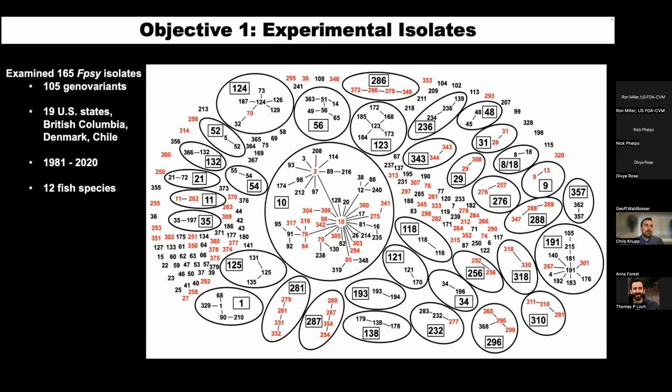For this experiment, I strategically selected 165 Psychrophilum isolates that belonged to more than 105 of the 111 genetic variants in the US, which I highlighted in red. The selected isolates were geographically and temporally diverse, being recovered from 19 US states, the Canadian province British Columbia, and the countries of Denmark and Chile over a period of nearly 40 years. And in addition, these isolates were also recovered from a range of fish hosts, including 12 different species.